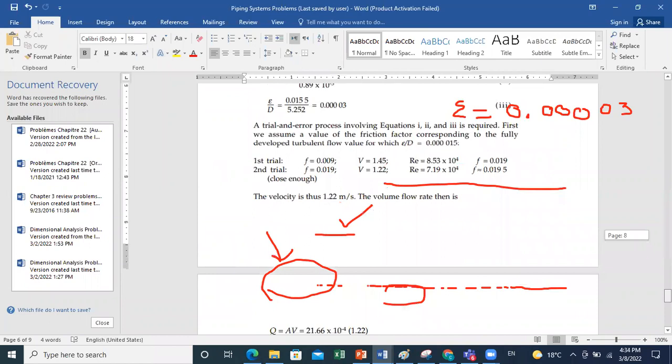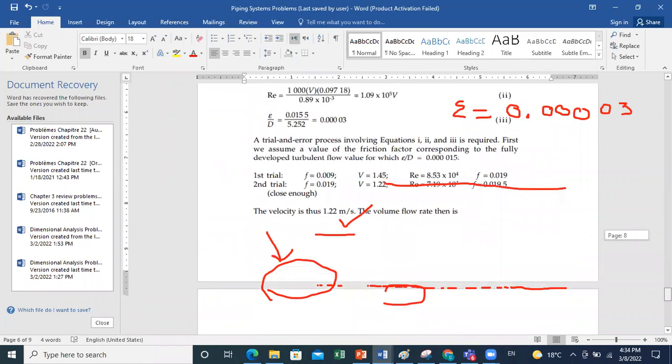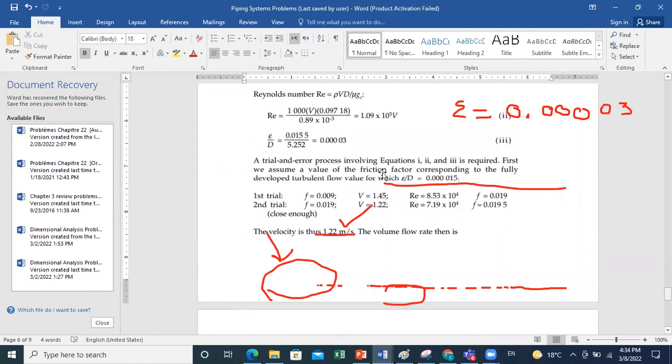Okay, so a trial and error process will be required. First, we assume a value of the friction factor corresponding to the fully developed turbulent flow value, for which in this case we can calculate the corresponding f. This is the corresponding f as we saw on the figure.